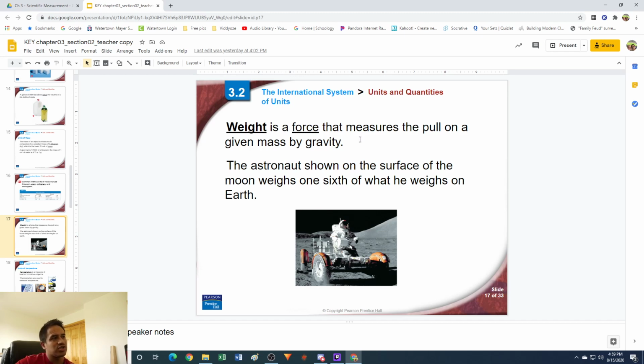If you go into outer space, you will have no weight because there's no gravity pulling on you from Earth. However, you still have mass because there's still matter that makes up your body. So even though these two words are used interchangeably, and even I use them interchangeably on a regular day-to-day basis, they do not mean the same thing. You should know the difference between the two.